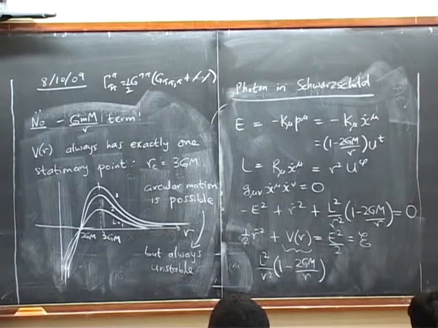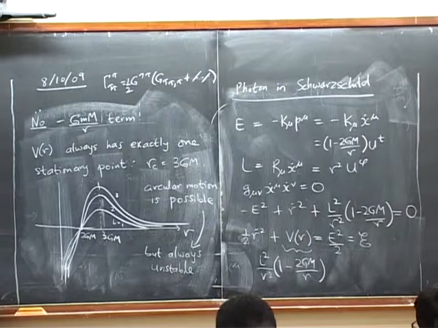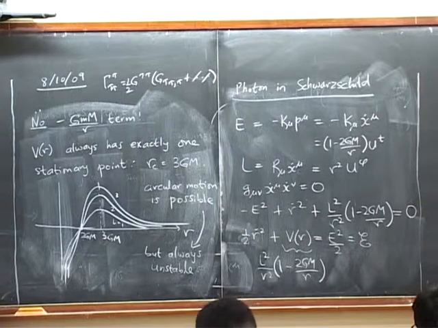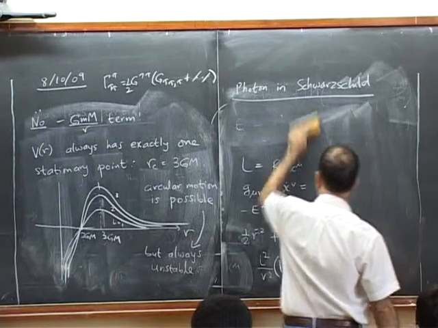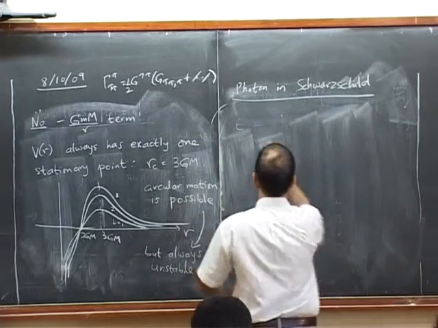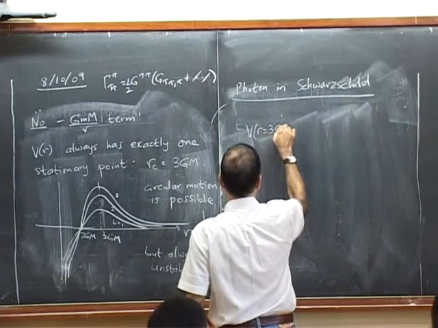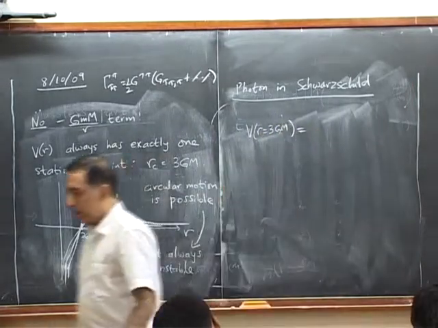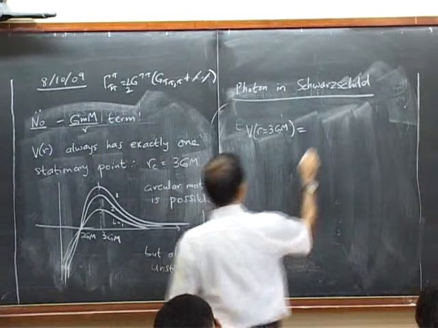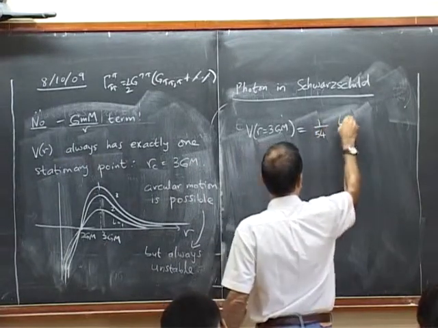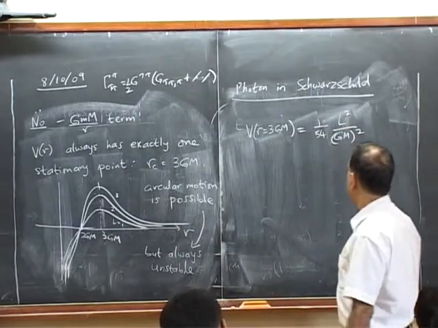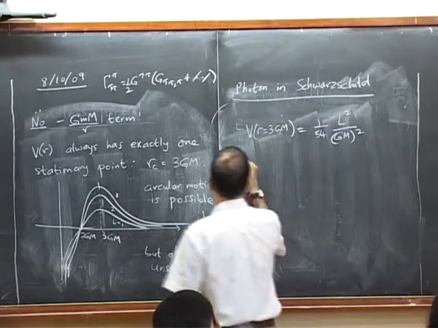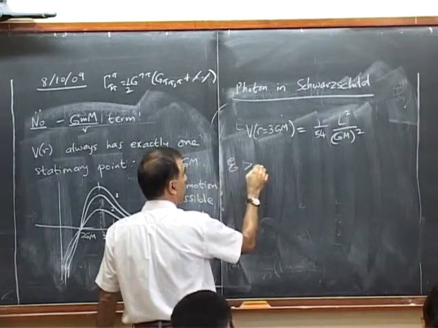Now, I said that, but that's actually a misleading statement, and let me explain why. Let's calculate the energy required to go over the barrier. For that we just need the height of the barrier. So V at R equals 3GM is 1 by 54 L squared. So E greater than V.